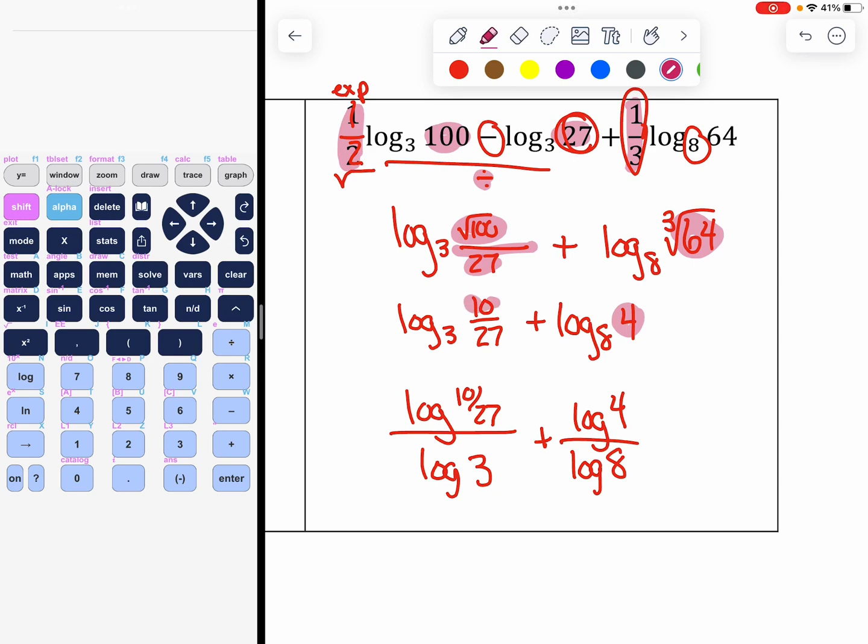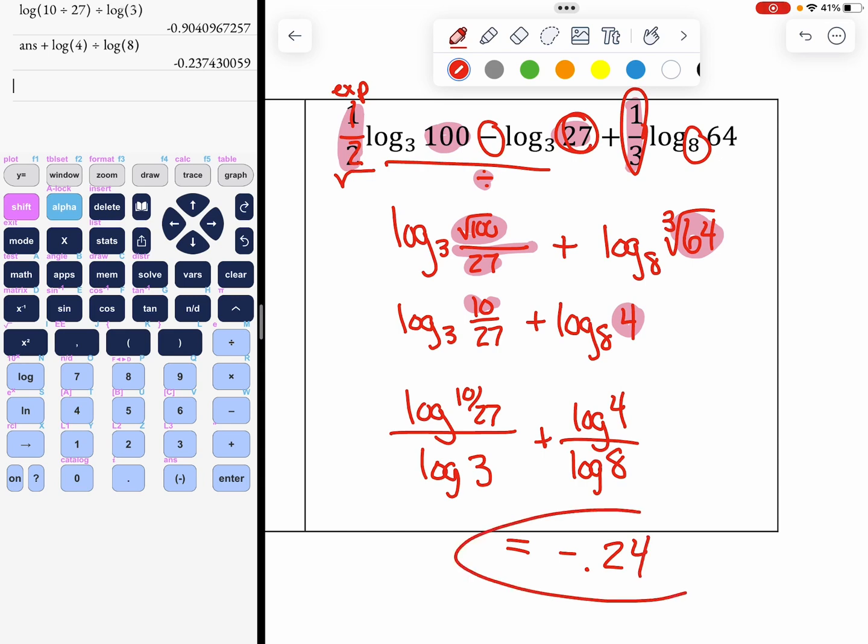So log of 10 over 27 on the top, changing it to a base of 10 because I don't have a fancy calculator, divided by log of 3, plus log of 4 divided by log of 8. And I end up with kind of a crazy answer here, don't I? Equals negative 0.24. And I didn't say anything about rounding, so that is good enough. That's kind of a crazy answer, but everything was done well.